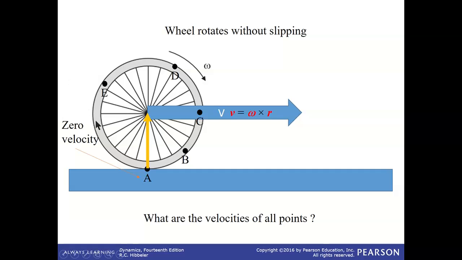This yellow arrow is the position vector from the ground to the center of the wheel, and then the velocity is perpendicular to that, and its magnitude is omega cross r, or omega r. Where omega is the angular velocity, r is the radius of the wheel, and v is the velocity of the wheel.